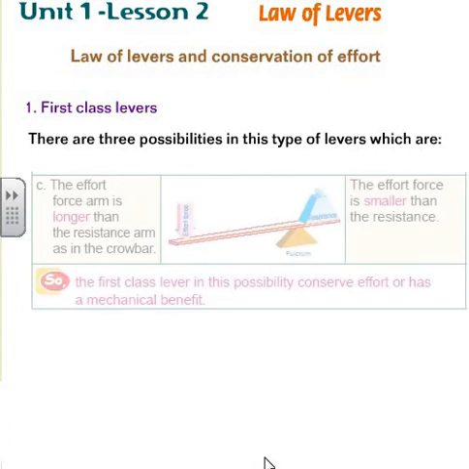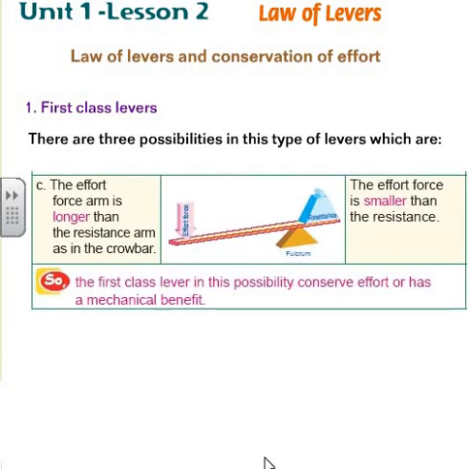The last possibility of the first class lever is when the force arm is longer than the resistance arm, like the crowbar. This is the force arm and this is the resistance arm. The force will be smaller than the resistance, so we do a small force to move a great resistance. So this conserves the effort. This has a mechanical benefit.